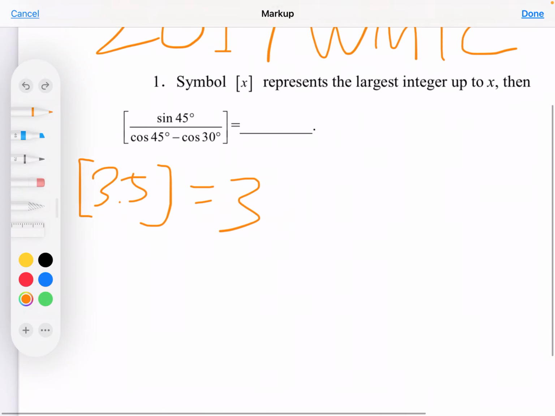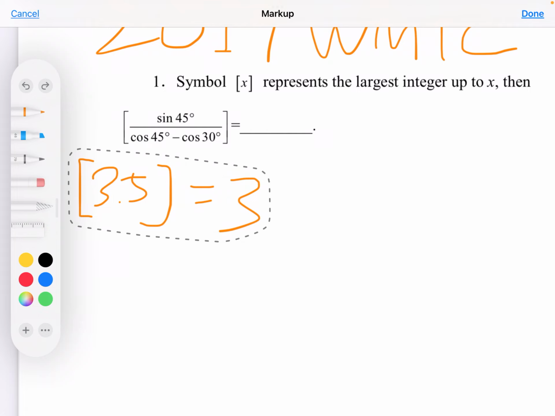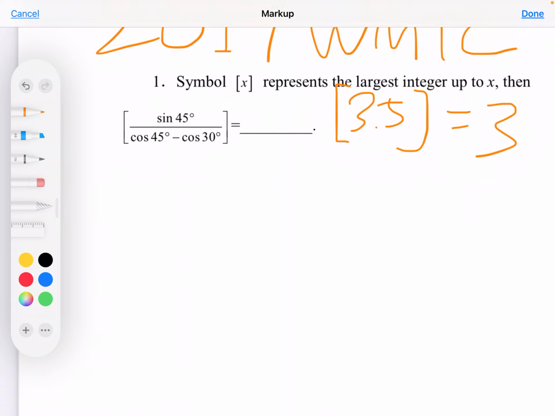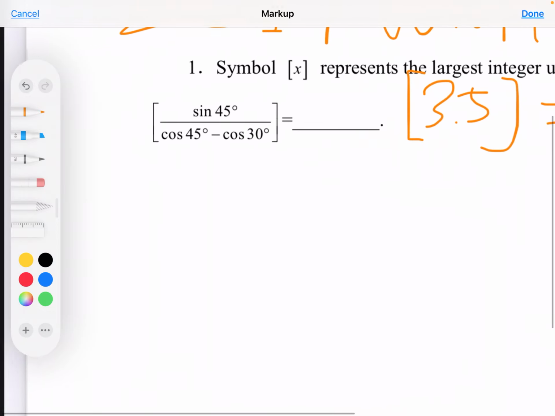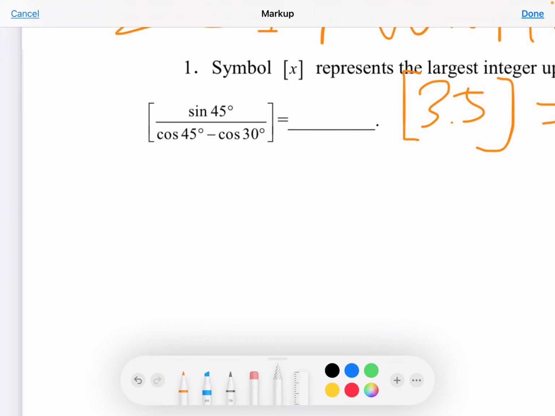So we just need to find what this equals, and then we can find the largest integer that is smaller than all of that. First we have all these sines and cosines, but don't let it fool you. These are actually rather basic if you know your triangles.